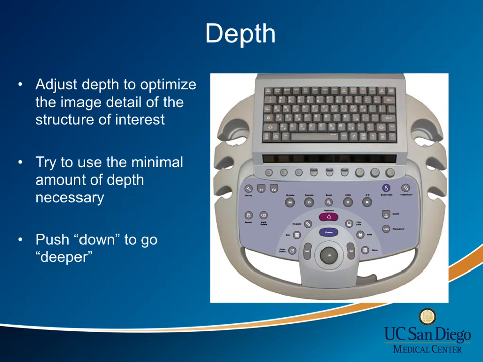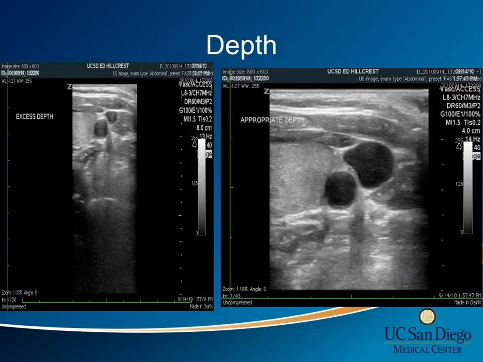Remember to optimize your real estate, as the probes are designed to have an ideal focal point. To do this, you will want to use the depth knob to make sure your area of interest is in the middle of the screen, while using the minimal depth necessary. Here you will see an example of an excessively deep view of the femoral artery and nerve. Conversely, if you were too shallow, you could miss the deep structures altogether and accidentally focus on superficial vasculature. The example on the right is perfect.